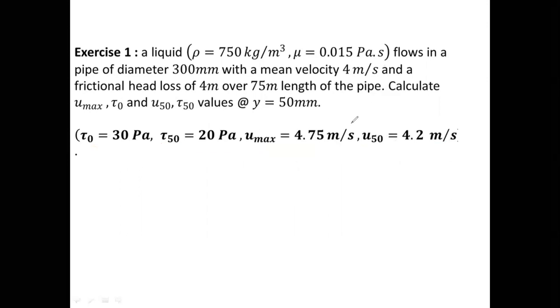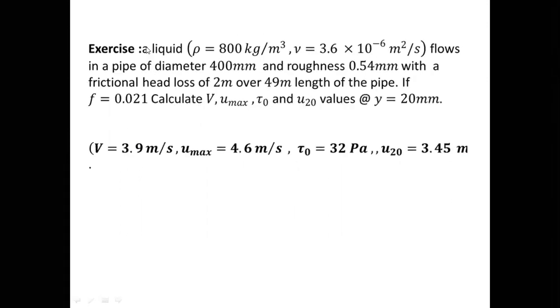Then I have given you another exercise. This is again turbulent flow. You have to find the velocity Umax, tau naught and U20 values. First you work it out yourself, then I will upload the answers to the online learning system.